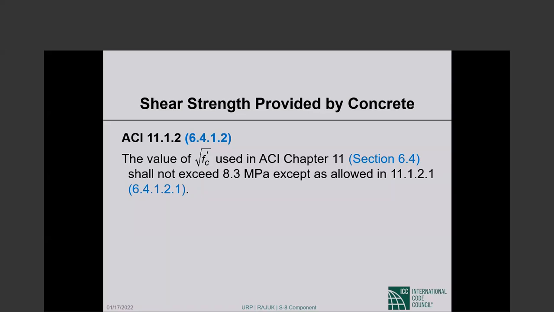Okay, so here you are looking at the very first part of the picture. Square root of f sub c prime shall not exceed 100 psi, meaning concrete strength shall be restricted to 10,000 psi, except as allowed in the code. So there are exceptions to that.